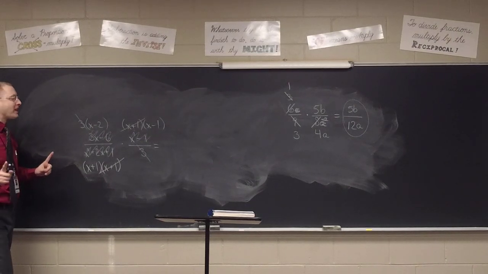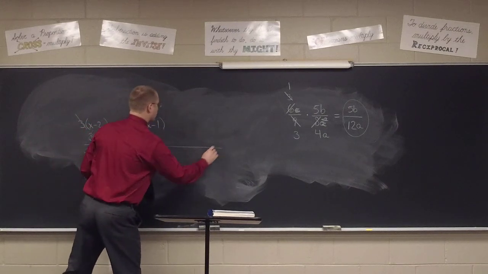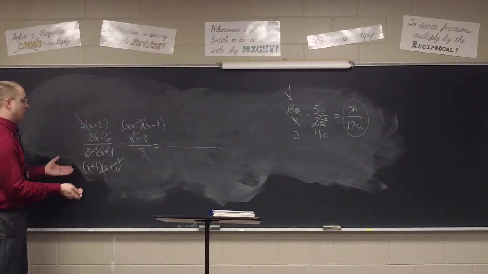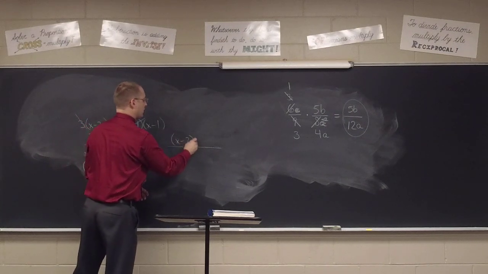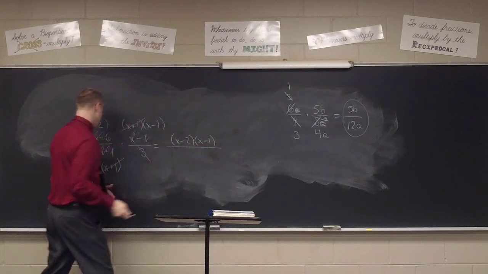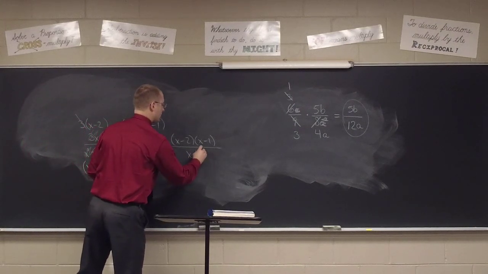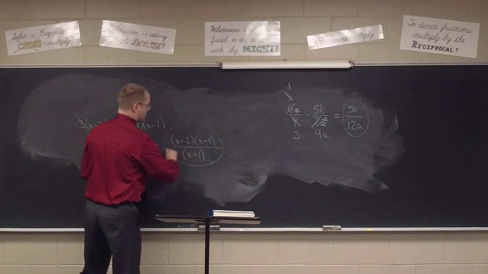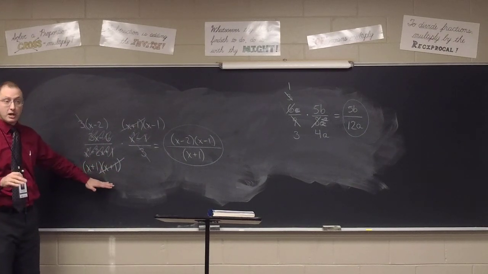However, we don't actually have to FOIL stuff back together again. Instead, we're just going to basically write down everything that's left. In the numerator, I have an x minus 2 and an x minus 1. In the denominator, I have an x plus 1. And there's my answer.